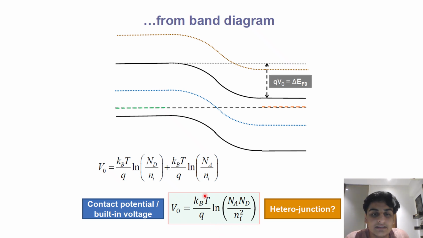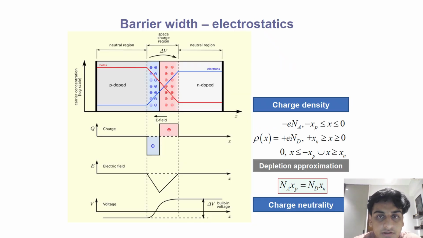Cool. So this potential due to that energy barrier is called your contact potential. It's called your contact potential because it's caused by your P and N being brought into contact, or it is also called the built-in voltage. The reason it's called the built-in voltage is because it is built into the device. It's not supplied from some external source. Cool. So that's the built-in voltage.